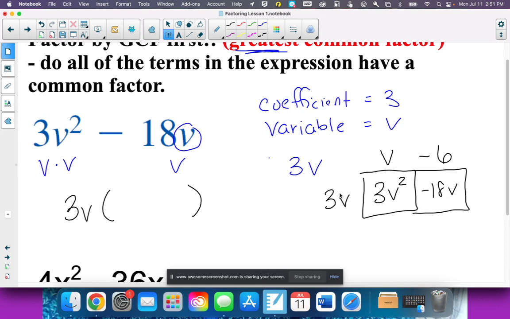I pulled out the width, which was my greatest common factor. I'm getting my length. So it's not exactly like dividing because we at least have to come up with one piece first.